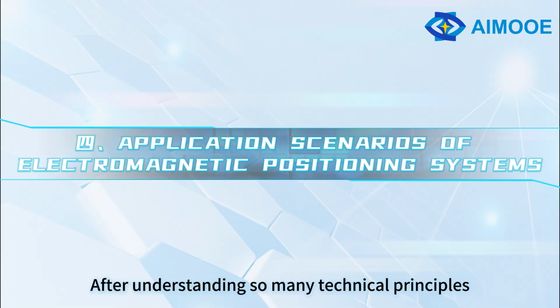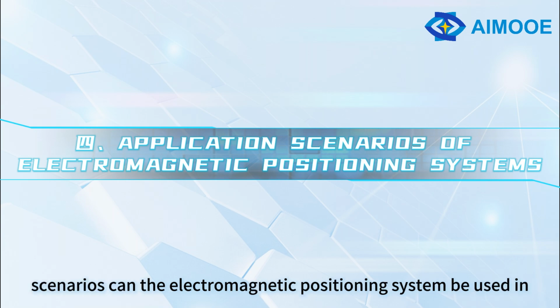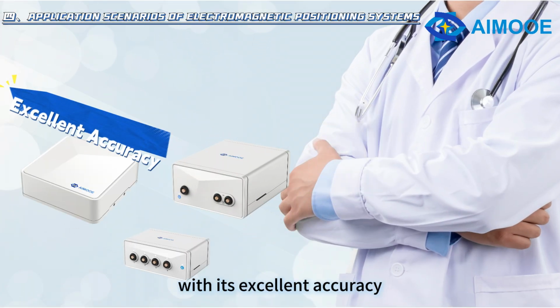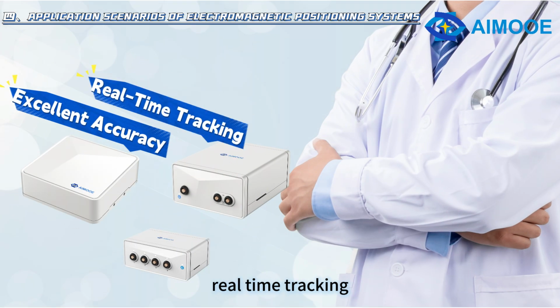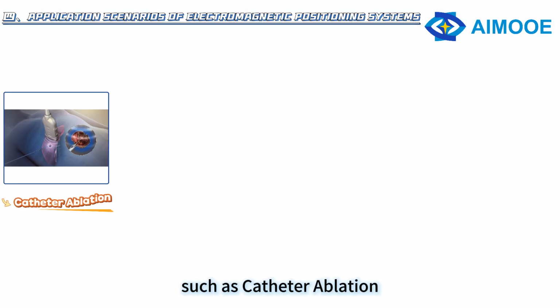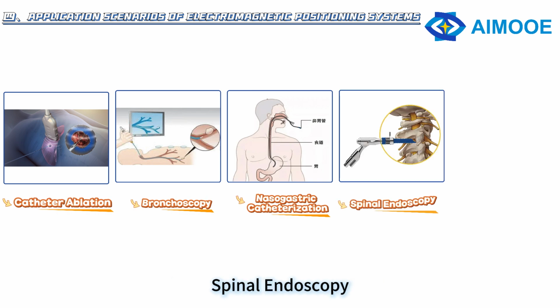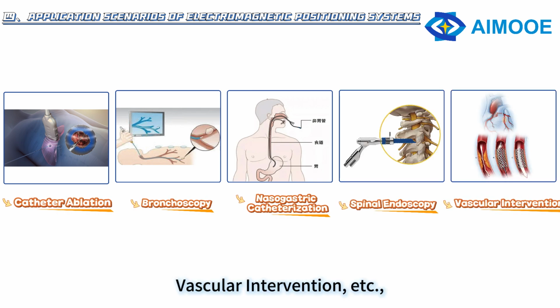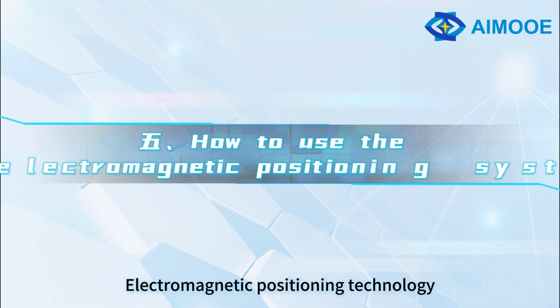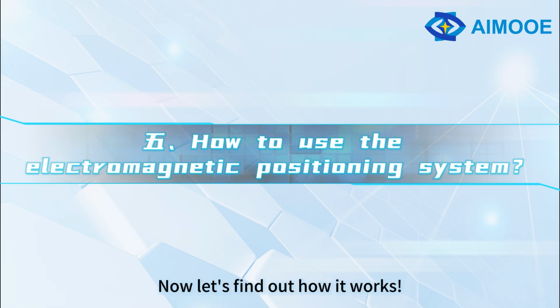After understanding so many technical principles, everyone must be curious to know what surgical scenarios the electromagnetic positioning system can be used in. In the medical field, with its excellent accuracy, real-time tracking, and no radiation hazards, the EPM51R is widely used in interventional minimally invasive surgeries, such as tumor ablation, bronchoscopy, nasogastric catheterization, spinal endoscopy, vascular intervention, etc. Electromagnetic positioning technology has revolutionized medical operations. Now let's find out how it works.